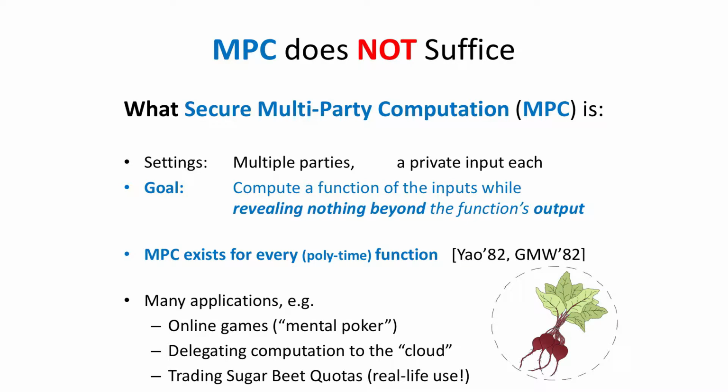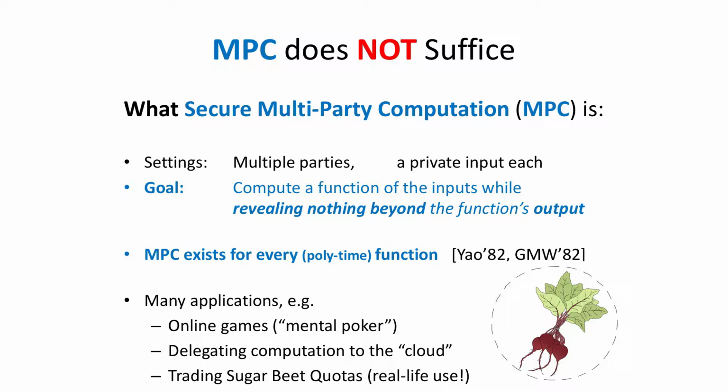So, if that's the goal, you could say, well, don't multi-party computations do that? Don't they allow us to compute a function on multiple inputs of multiple parties in a private way? Well, MPCs, multi-party computations, do not suffice, and let me highlight why. So let's recall what secure multi-party computation, or MPC in short, is. The setting is that we have multiple parties, each has a private input, and their goal is to compute some function of all these inputs, where they reveal only the output and nothing beyond the output.